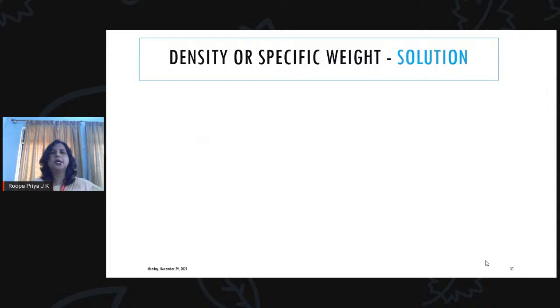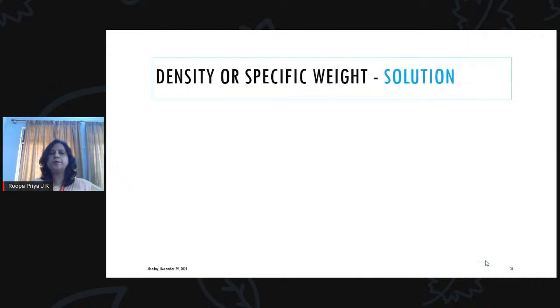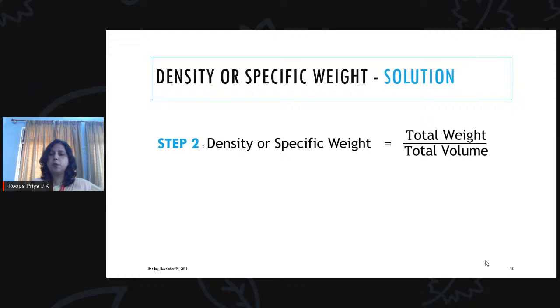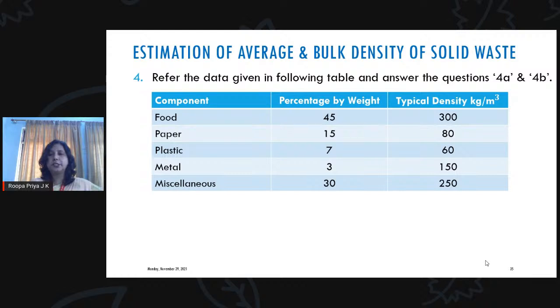We have 4 components. Now, according to our solution and the steps which we have to follow, we have to first calculate the volume. Now, when we calculate the volume for this particular question, we have the total volume generated by these components as 0.456 meter cube. And we have to calculate the specific weight, taking into consideration the total volume which is calculated. With that, we have 100 divided by 0.46, and the answer is 217 kg per meter cube. So we have the answer as 217.